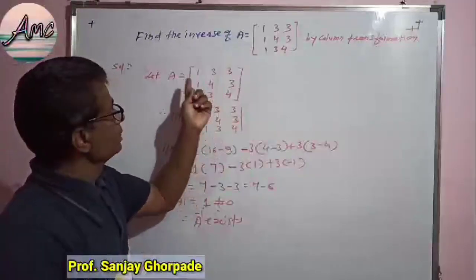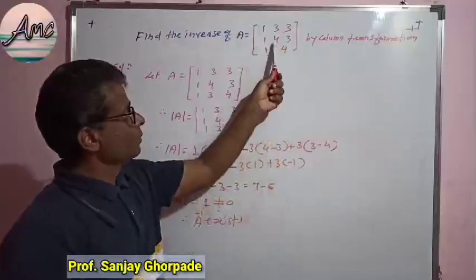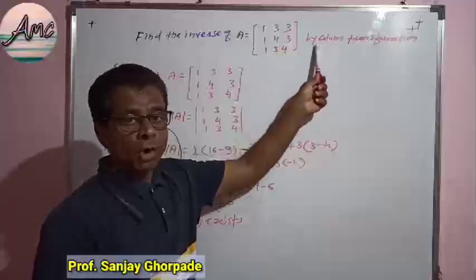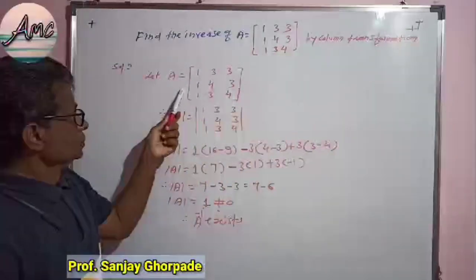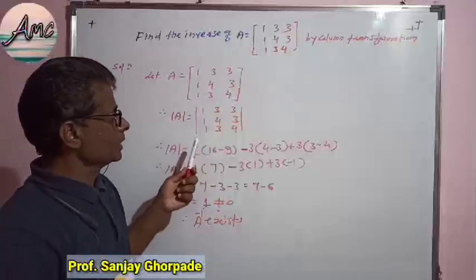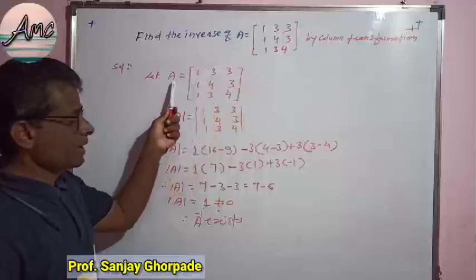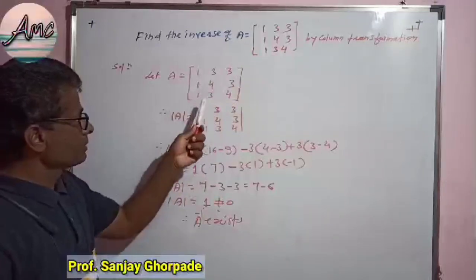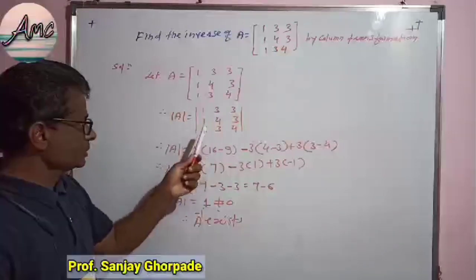Take the next example. Find the inverse of the matrix A, 1 3 3, 1 4 3, 1 3 4, by column transformation. So let us first confirm whether the inverse exists or not. The given matrix A as it is, find the determinant. Determinant of 1 3 3, 1 4 3, 1 3 4. Find out its value.